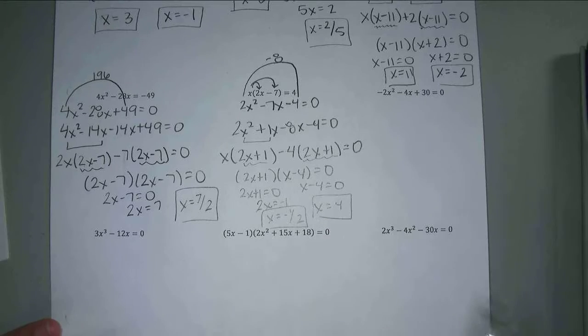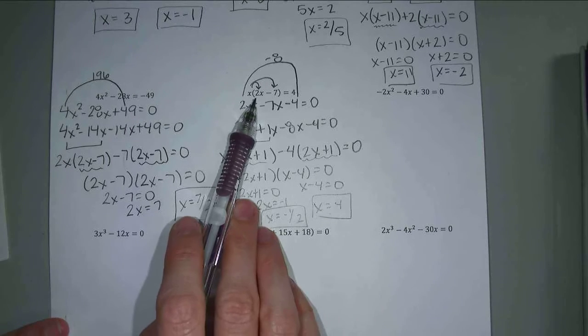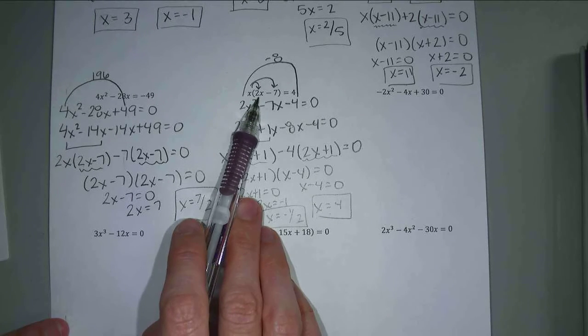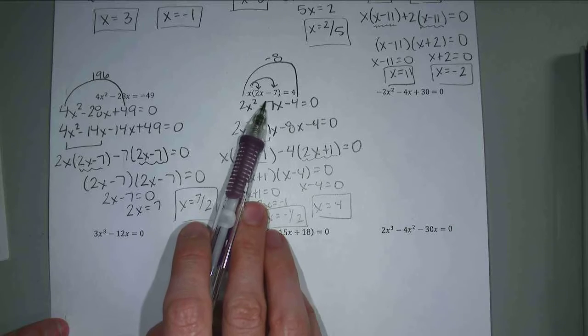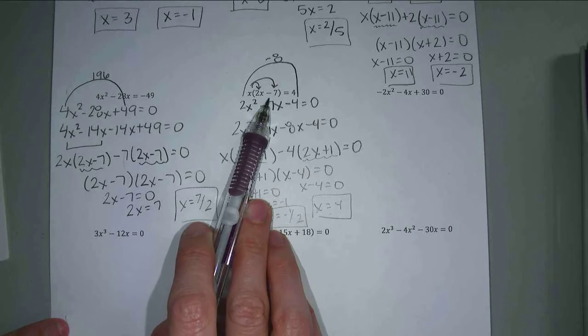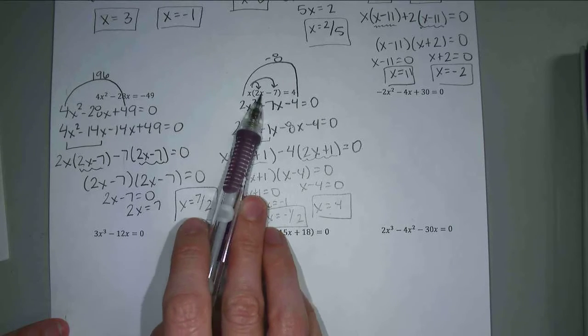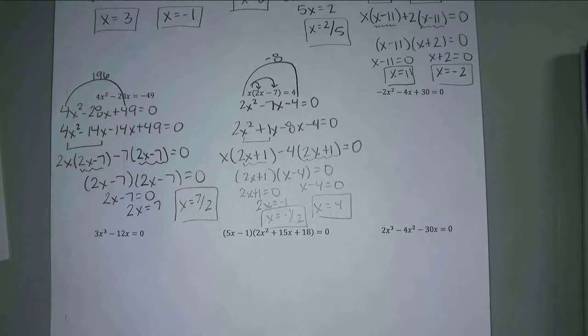Yay! And so, real quickly, we can actually check the 4. 2 times 4 is 8. 8 minus 7 is 1. So the parenthesis is 1. But what did we plug in for x? 4. 4 times 1 is 4. Yay! 1/2 is not as easy to check, but if you did it, you did the math correctly.